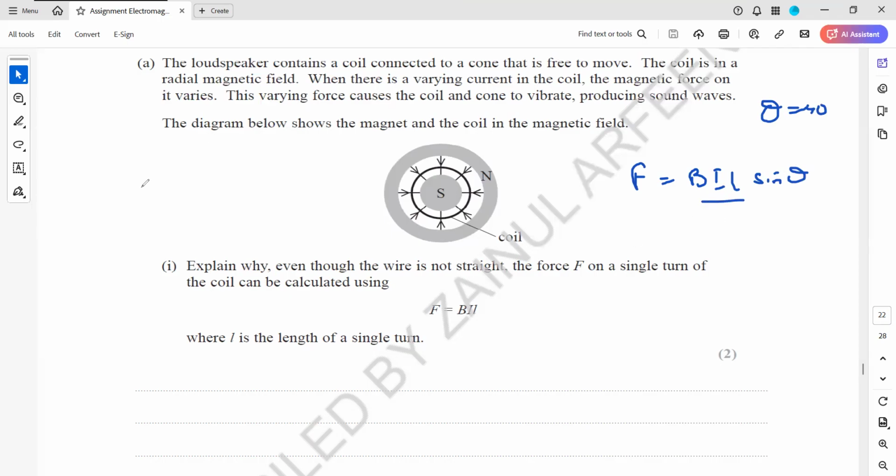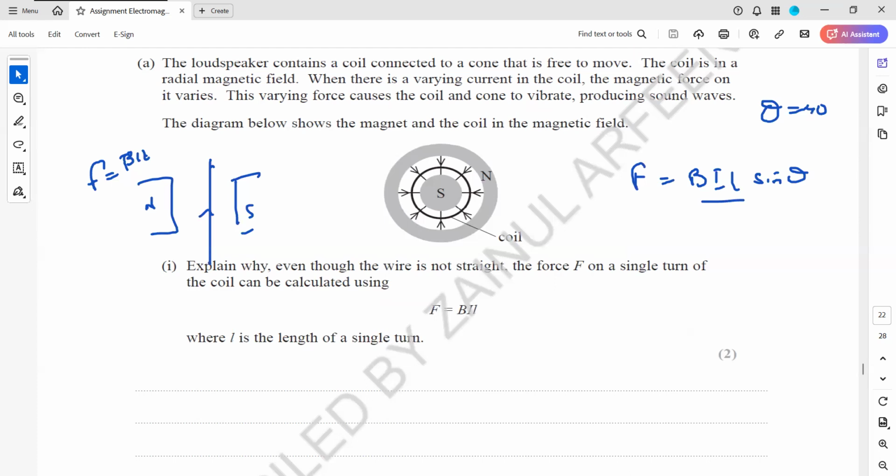So let's say we have a magnet and the wire is there, which is at 90 degrees to the magnetic field. We use this formula F = BIL. We ignore the angle because it is 90. Sin 90 is 1 when the wire is straight. But now they're asking why, even though we have a circular wire, we are using the same formula. What is the reason for that?